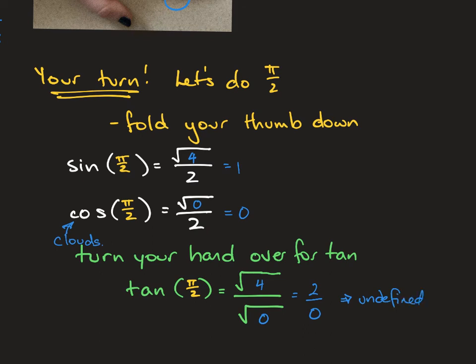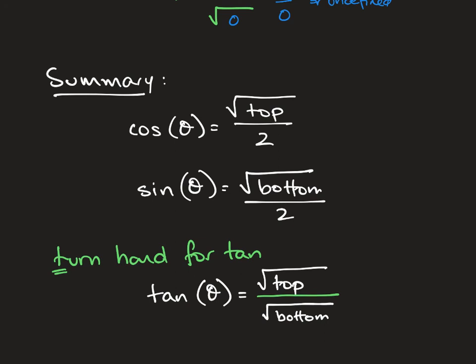So in summary, to use the hand method or the hand trick, you need to know cos is the top fingers, sine is the bottom fingers, and you flip your hand over for tan. You can still use sine divided by cos to work out your value for tan.